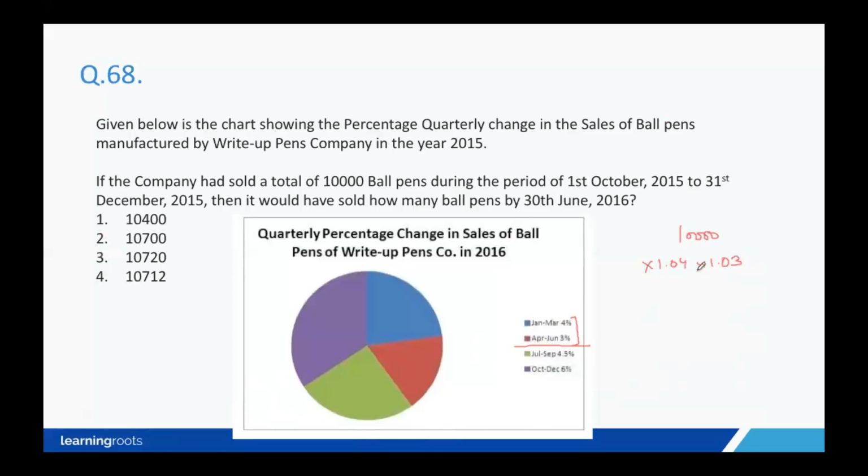In case you're short of time, you will easily realize that 4 into 3, which will be 12, and the decimal places will go off. So the answer option that ends with 2 should be the answer. So 10712 is the answer in this case.